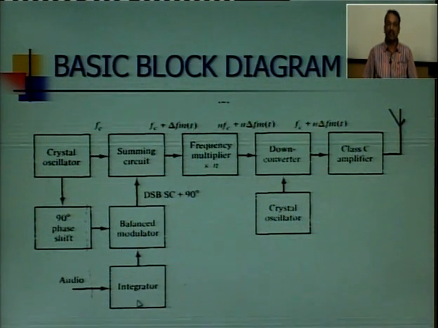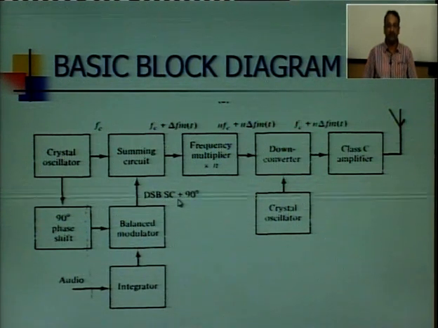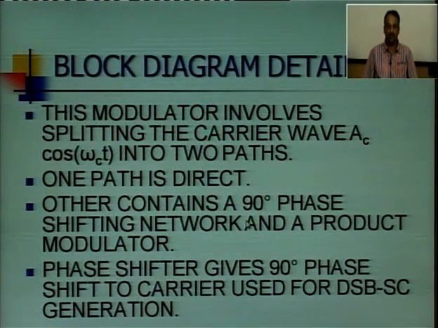First of all, an integrator is used to modify the modulating signal. By using this integrator, this is applied to a balance modulator and we get a double sideband suppressed carrier signal which is 90-degree phase shifted, and this is added to a carrier. Then by using the frequency multiplier, this narrow band FM is converted into wide band FM.